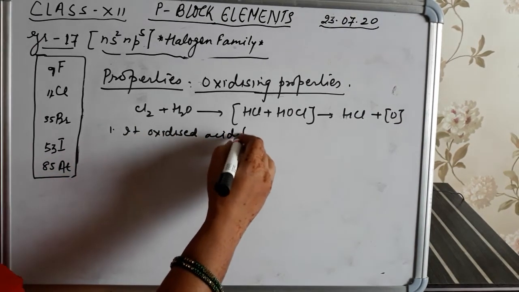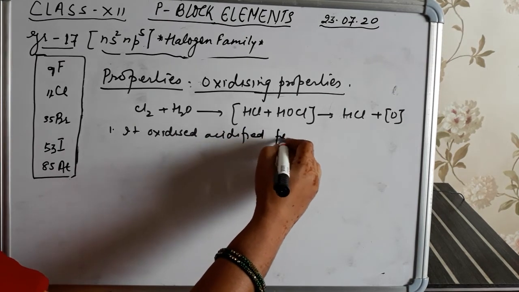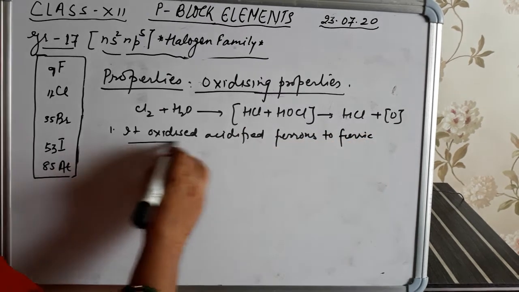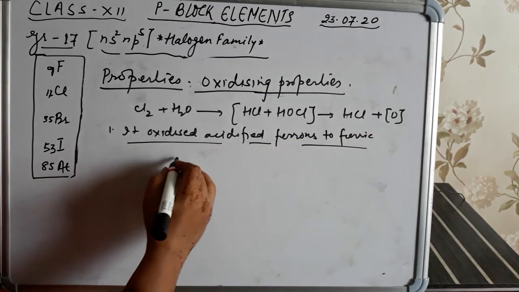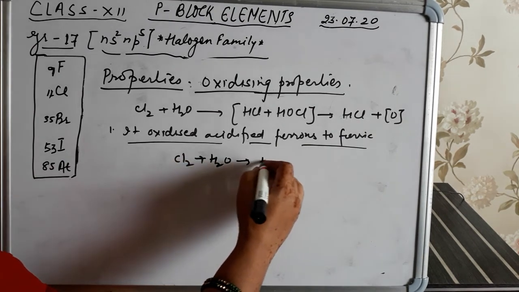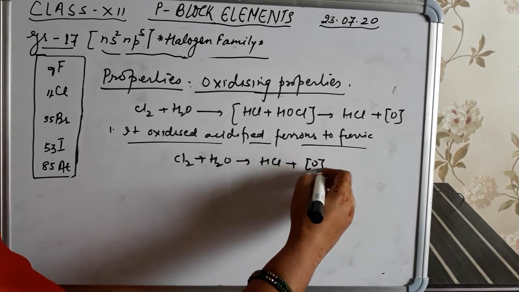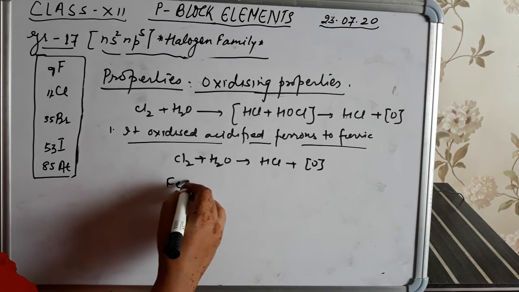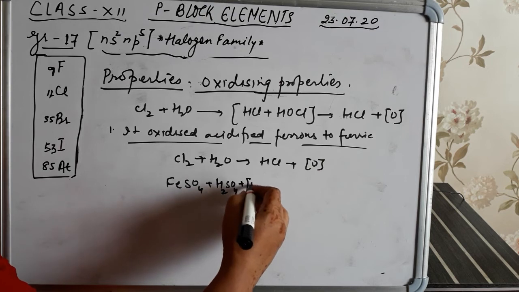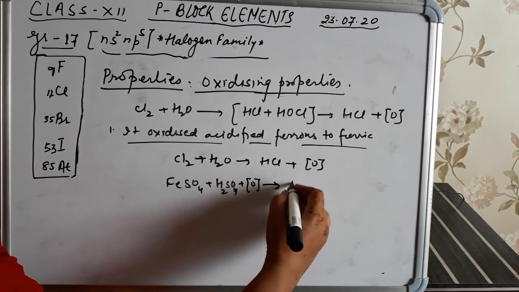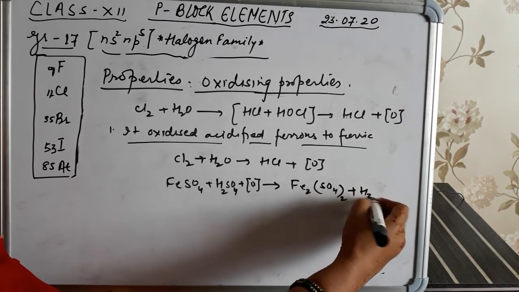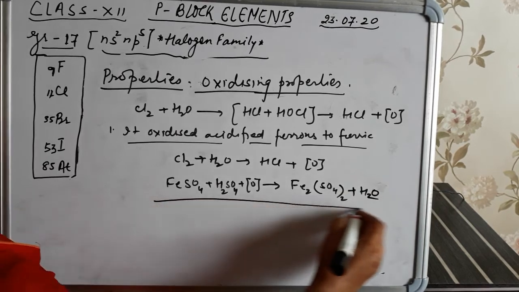acidified ferrous to ferric. Let's discuss the reaction also. Chlorine in water will give HCl and nascent oxygen, and ferrous sulfate taken in acidic medium reacts with this nascent oxygen to form ferric sulfate and water.